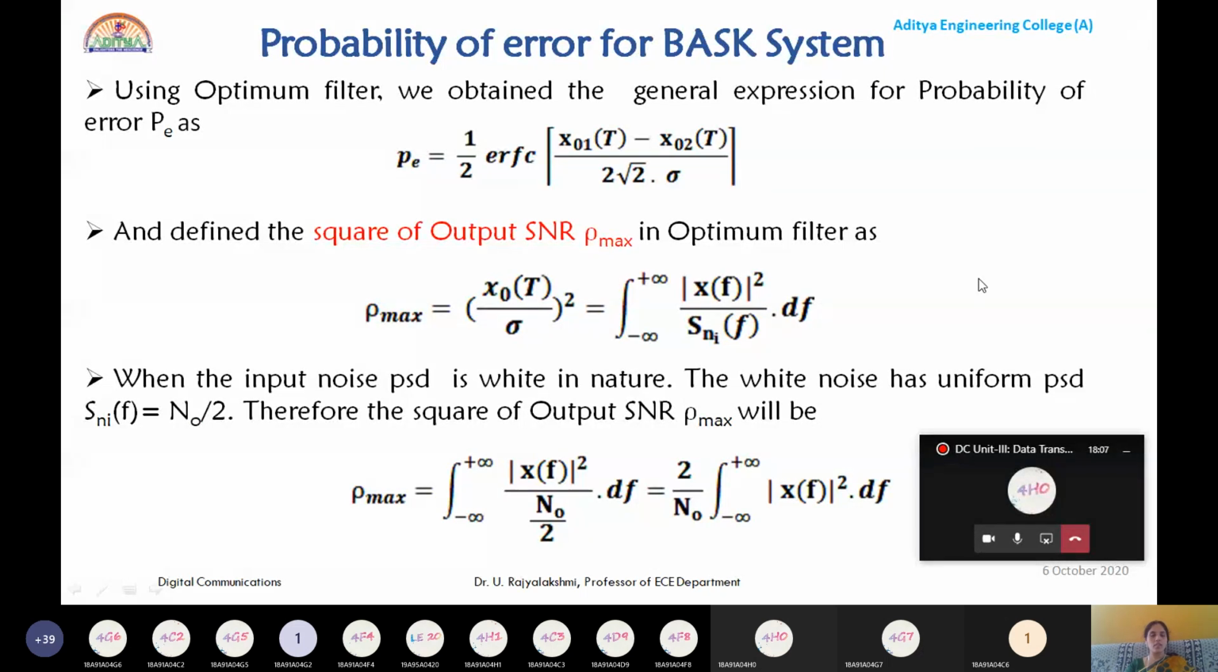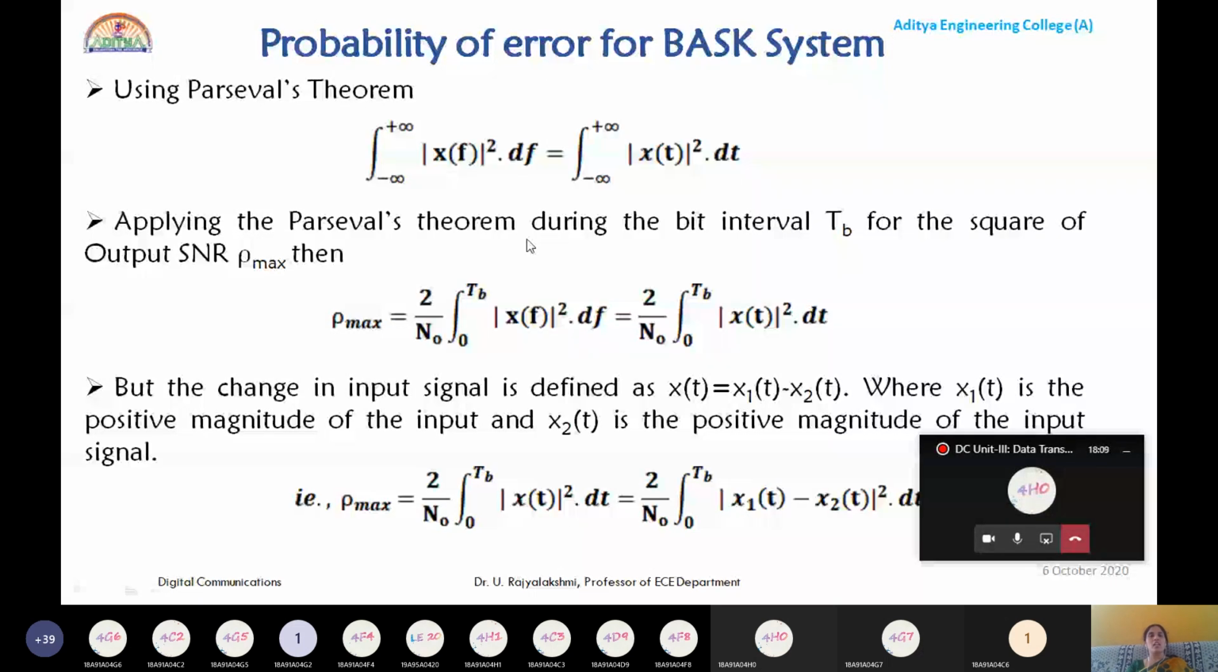Now the next thing is using Parseval's theorem. I think you know what Parseval's theorem is. The integral of the squared magnitude of a particular signal in the frequency domain and in the time domain are equal. In mathematical representation, the integral from minus infinity to plus infinity of mod x of f square, df is equal to the integral from minus infinity to plus infinity of mod x of t square, dt.